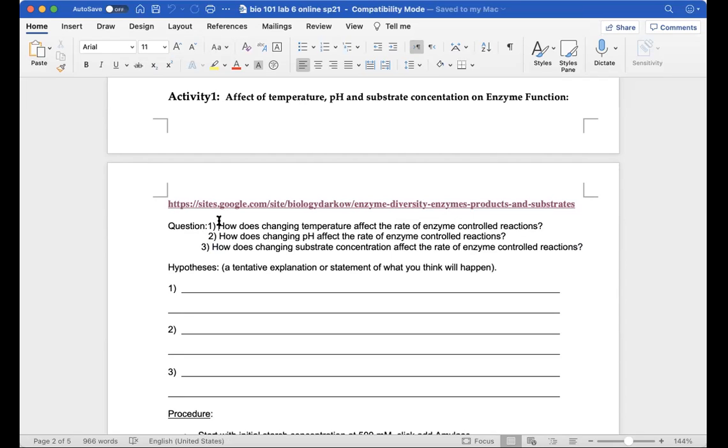or lowering the temperature will make the reaction go faster? Do you think a more acidic or basic pH will make the enzyme go faster? And then do you think a more concentrated substrate will make the enzyme go faster, or less concentrated substrate make the enzyme go faster? So those are the 3 you're going to make just an educated guess on.